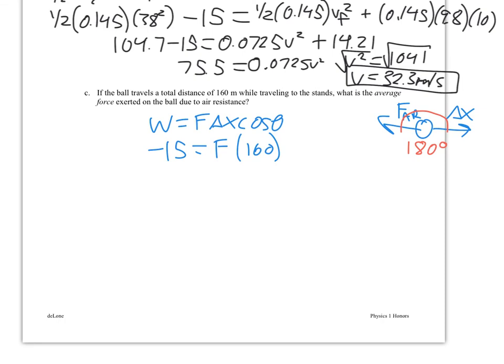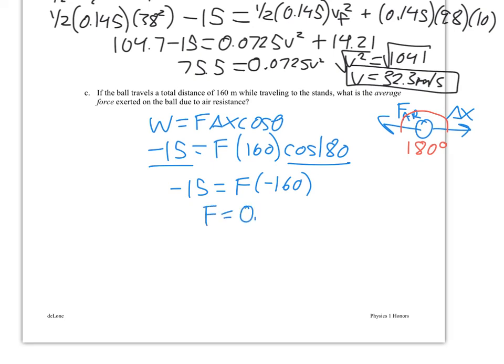And so we can say cosine of 180, and that actually works out well because this negative and that negative will divide out. And so what we really get is negative 15 equals F times negative 160, because that cosine of 180 is just negative 1. So we find that our force here is 0.094 newtons.